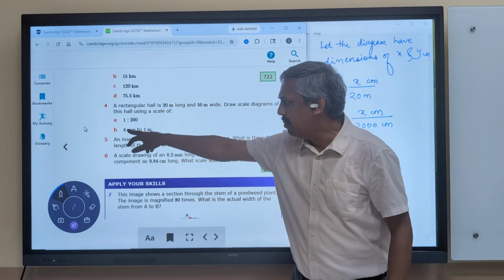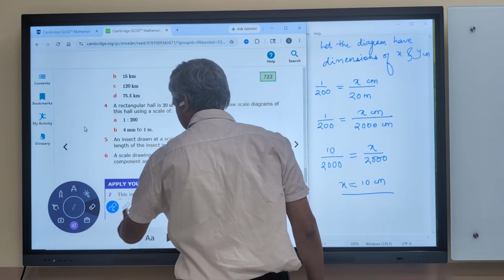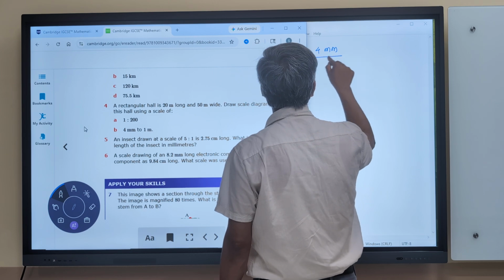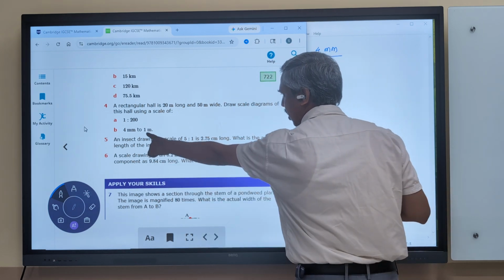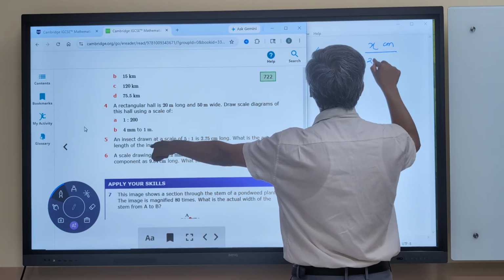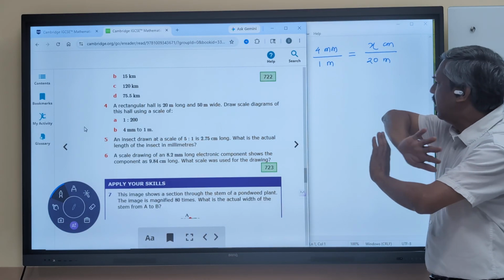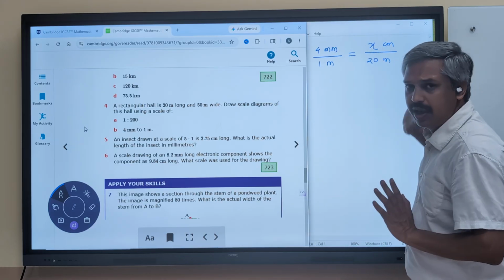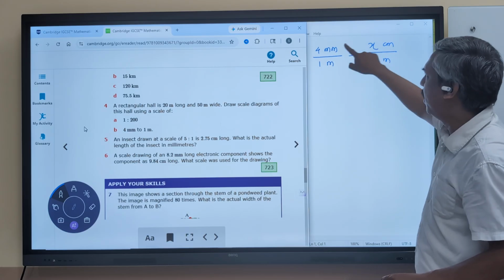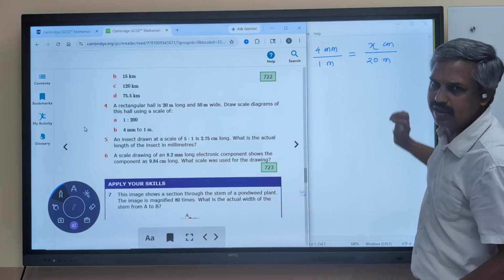If you do the second part of it, 4 mm to 1 meter. So this now. New scale 4 mm divided by 1 meter is equal to x centimeter divided by 20 meter. Now without any exception, just convert everything into the same units. I'm not saying that this has to be converted to meter, but these two units must be equal and these two units must be equal, so that the units will cancel each other.